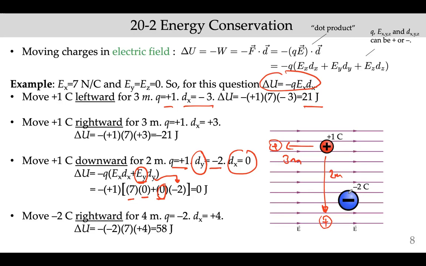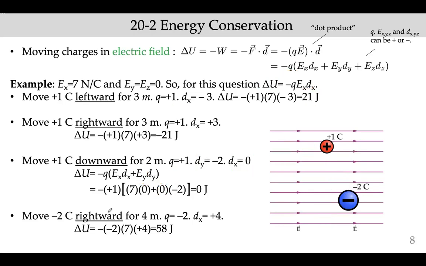Now let's move to the negative charge. Let's move it rightward for 4 meters. So we move it here. This is 4 meters. So dx is positive 4 meters. Here, the charge is now negative 2 coulomb, negative 2. And if you do the multiplication, now you will find 58 joules. So this is the potential energy difference if you move the charge from here to here.